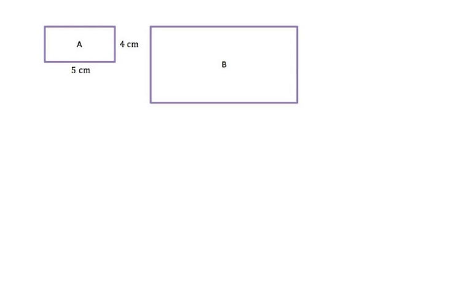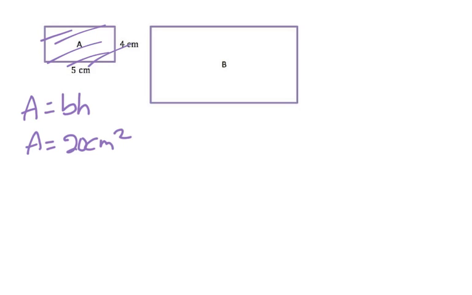I'll begin by finding the area of our smaller rectangle. Area is found by doing base times height, so for this problem, 4 times 5 gives me 20 centimeters squared. That's the area of the smaller rectangle.